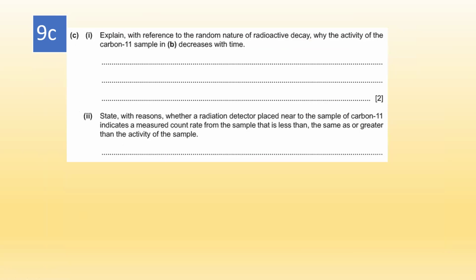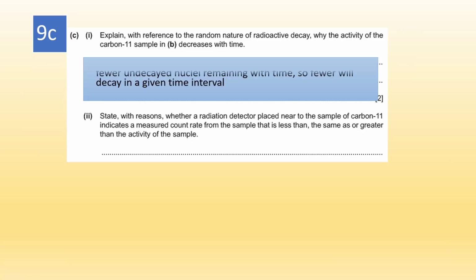The probability of decay is the same for every undecayed nucleus. Fewer undecayed nuclei remain with time, which means fewer nuclei will now decay in a given time interval. Every undecayed nucleus has the same probability of decay. Fewer undecayed nuclei remaining with time, so fewer will decay in a given time interval.